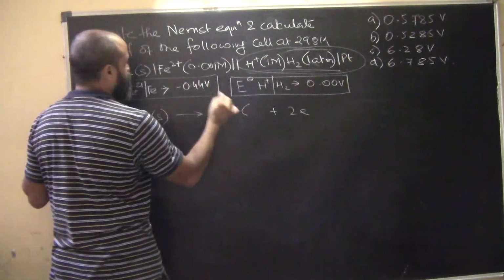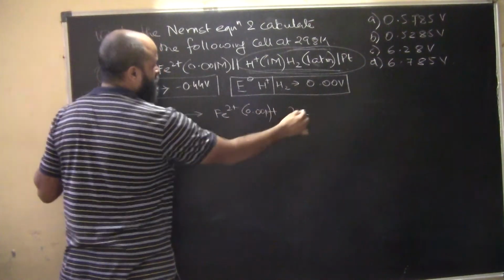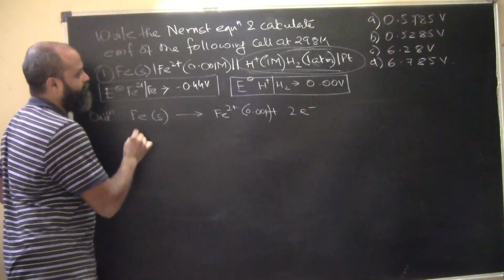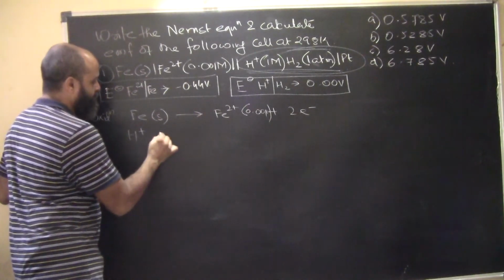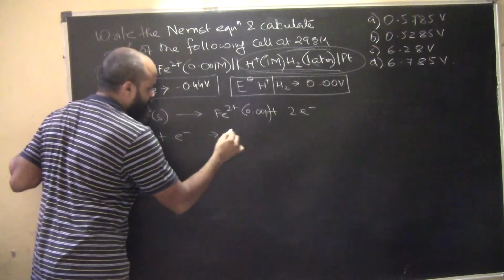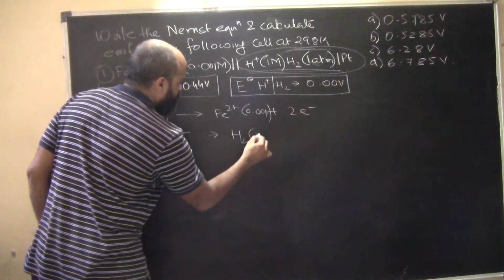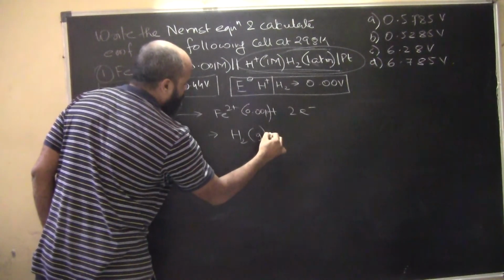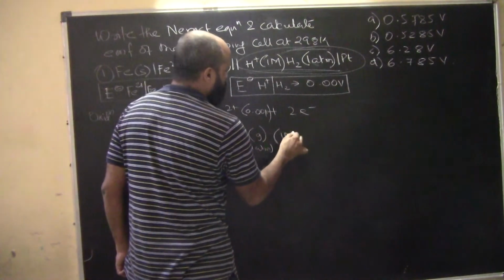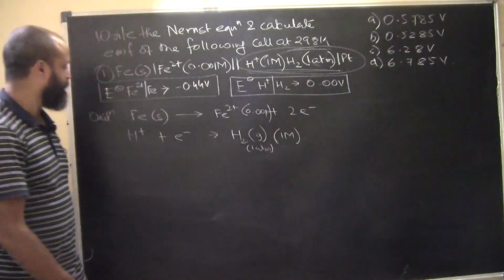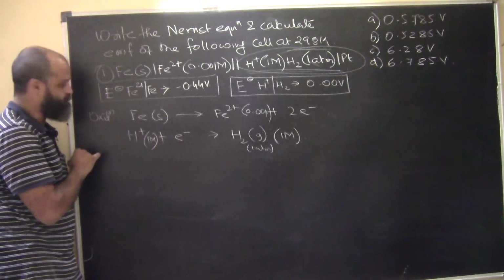Fe2+ has a concentration of 0.001 molar, and 2 electrons are here. And then we have here H+. H+ plus 1 electron is basically forming H, but H is not the one that we need. We need H2. So H2 is in the form of gas at 1 atmospheric pressure. It is given here 1 atmospheric pressure, so obviously the molar concentration is going to be 1 molar. And here it is given as 1 molar as well.